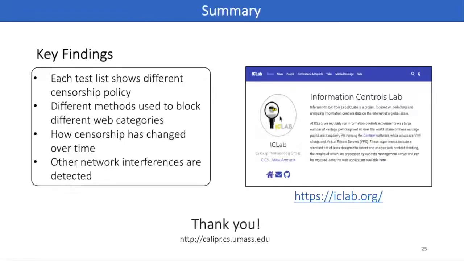As a summary, I introduced our measurement platform ICLab and highlighted our key findings. First, different test lists can change our observations in censorship policy, and a censor uses different methods to block different web categories. And I talked about how censorship has changed over time. And finally, I illustrated that ICLab can detect other network interferences.